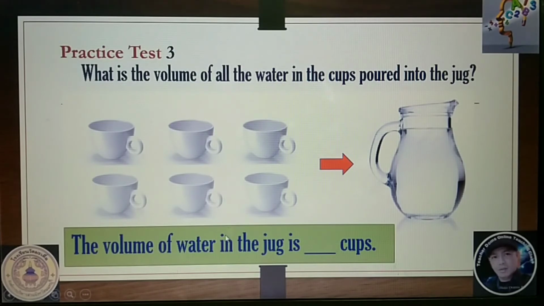Practice test number 3. What is the volume of all the water in the cups poured into the jug? The volume of water in the jug is cups.